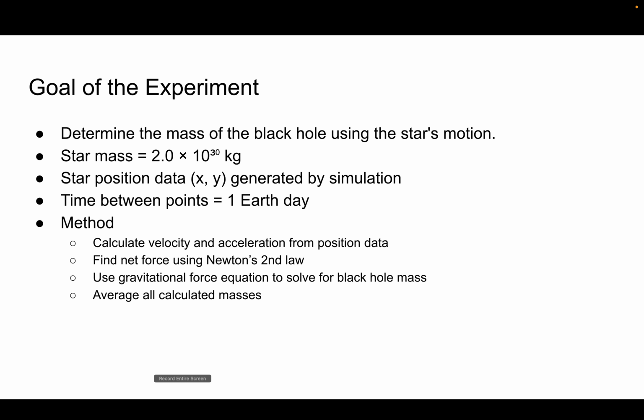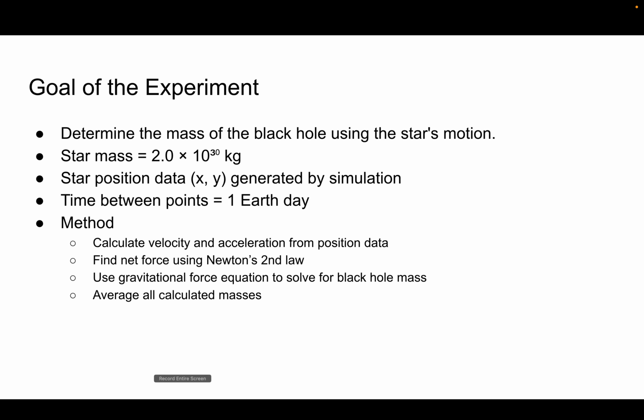The goal of part 1 was to determine the mass of an unknown black hole located at the origin. The star orbiting the black hole had a mass of 2 times 10 to the 30 kilograms. The simulation generated the x and y position coordinates of the star at regular time intervals. The time between each data point represented 1 Earth day.